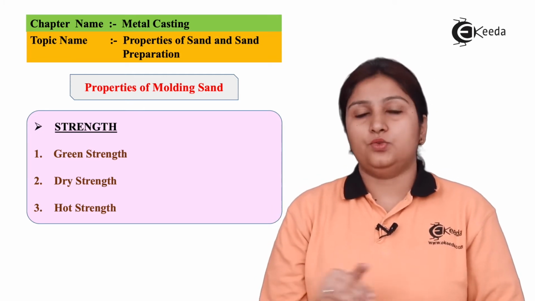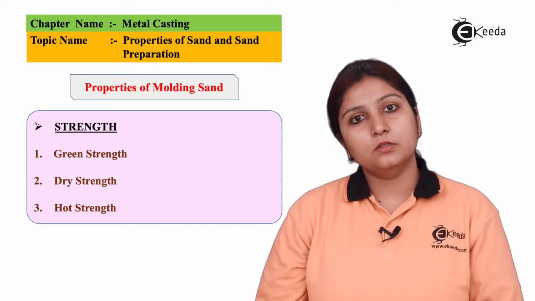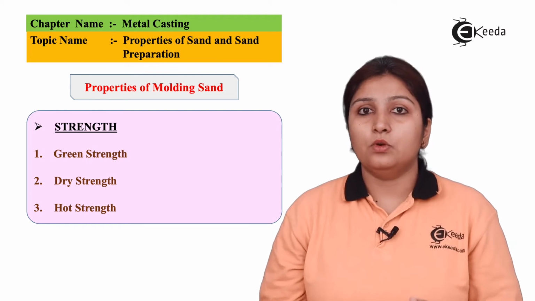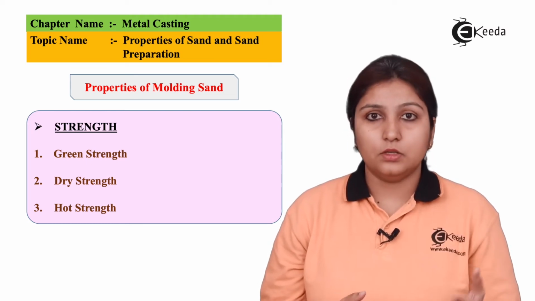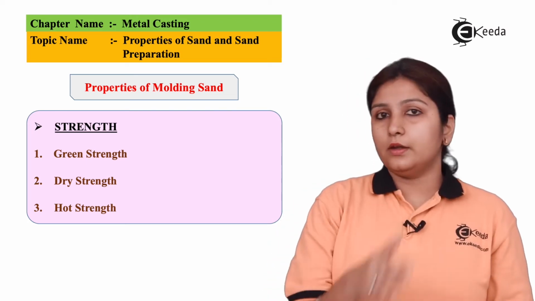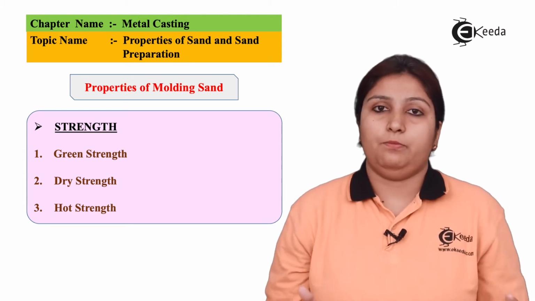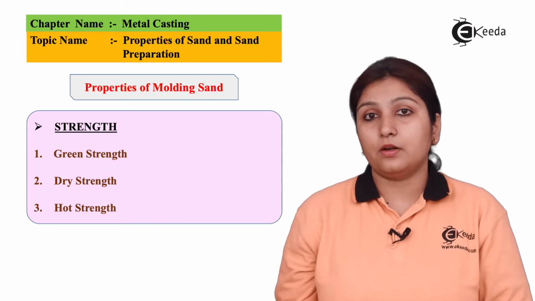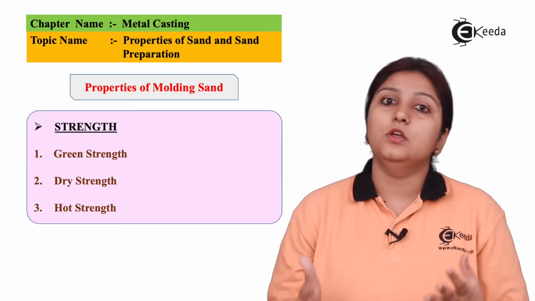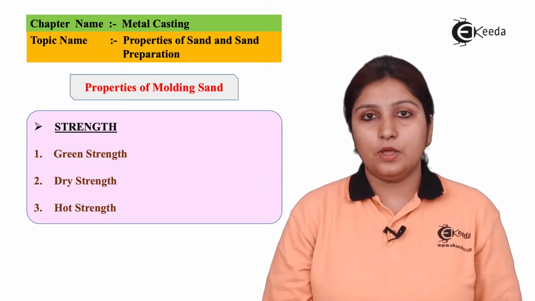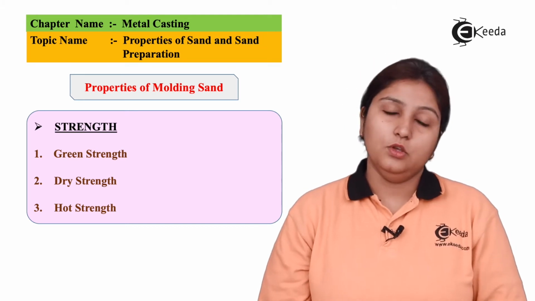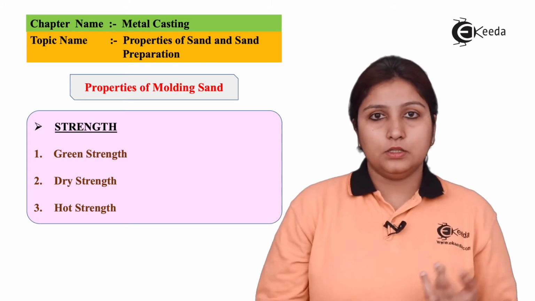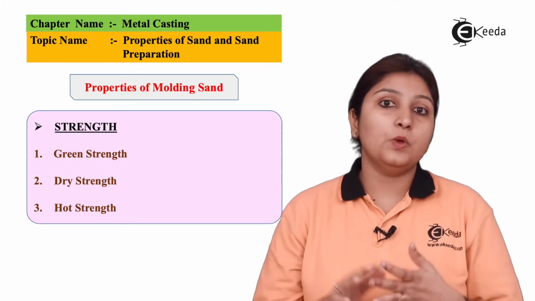Then we'll come to hot strength. In hot strength, what happens is your molten metal is hot. It has a high amount of energy, a high temperature. So when it enters, your sand should not get wiped off. It should be able to sustain it. Hence it should have the property of refractoriness, to sustain the high temperature. So in that way hot strength comes into the picture. These are the basic three strengths which should be there in your sand: hot, dry, as well as green strength.